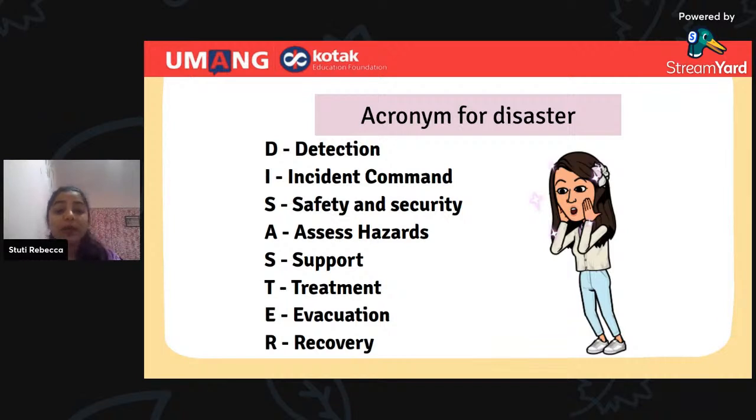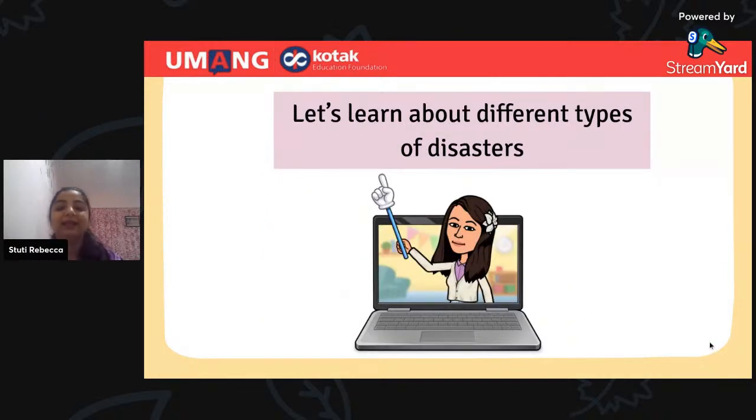Can we do a quick run-through again? Come on, sing along with me. D stands for detection. I stands for incident command. S stands for safety and security. A stands for assesses hazards. S stands for support. T stands for treatment. E stands for evacuation. And R stands for recovery. Good job, everyone. Well done.